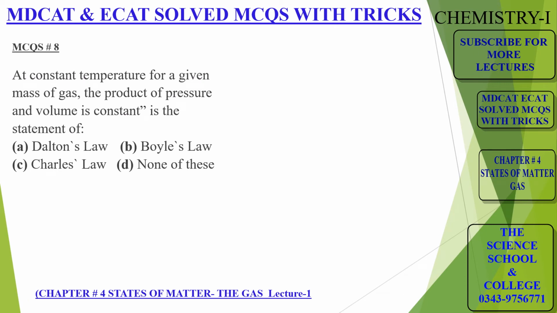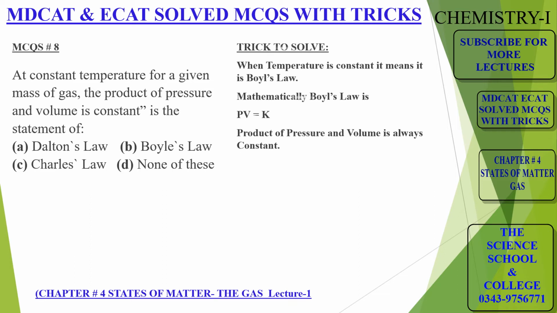MCQ number 8: at constant temperature, for a given mass of a gas, the product of pressure and volume is constant. It is the statement of which law? Option A is Dalton's law. Option B is Boyle's law. Option C is Charles' law. And option D is none of these.